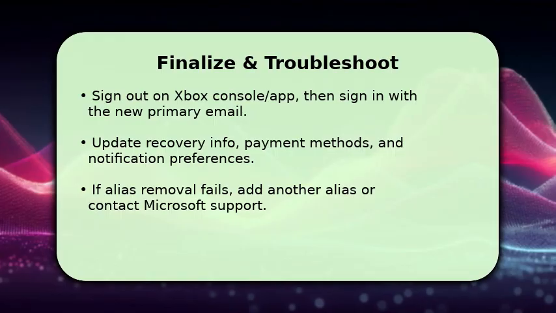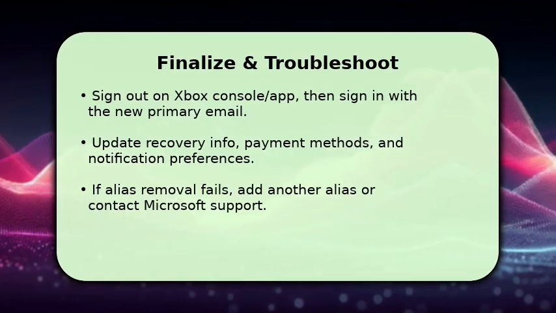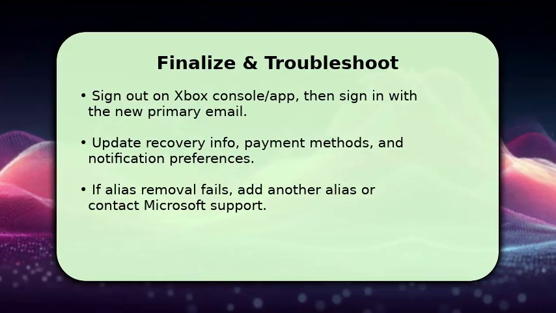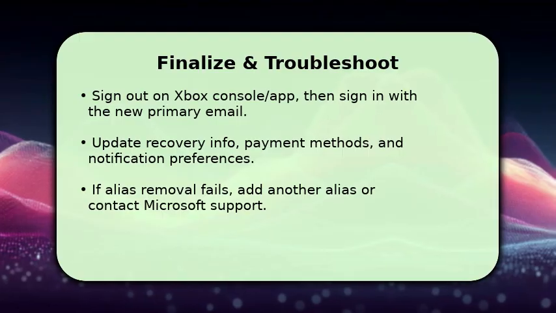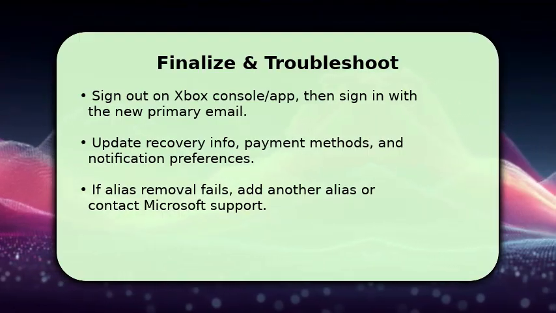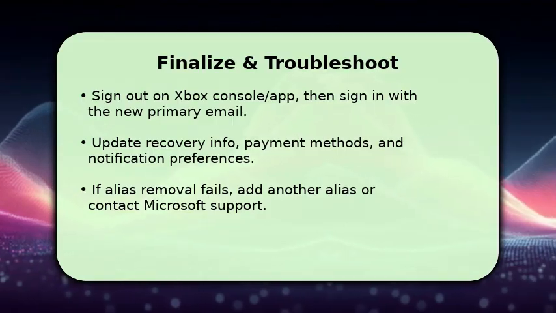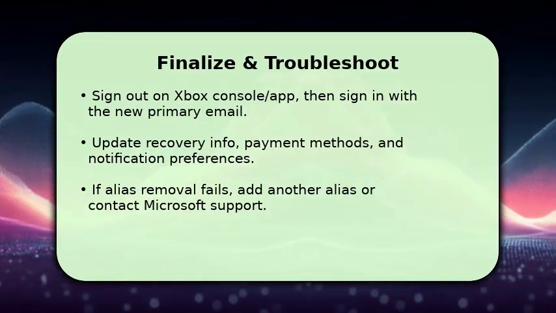If you encounter a blocker, such as the old email refusing removal because it's tied to services, try adding a different alias and switching primary, or contact Microsoft support. They can unlink legacy addresses. Finally, restart your console to clear cached credentials and confirm everything works.